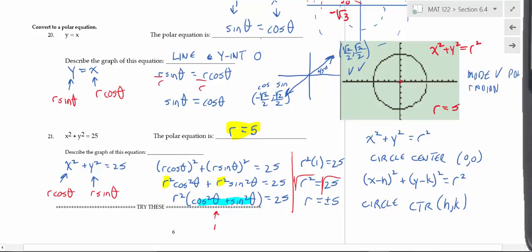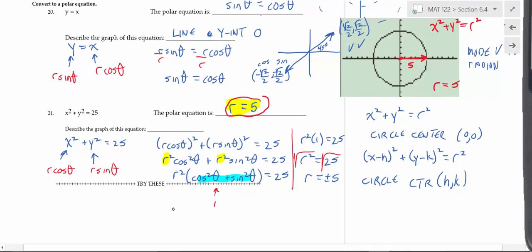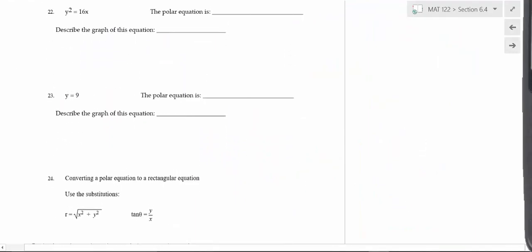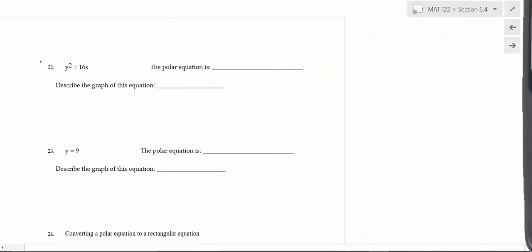So you've got that center there, and you've got that radius of 5 like that. So it's a very simple equation. It just relates r. That's how that goes. That's kind of cool. Now let's go to the next one, and I will let you try number 22 and 23 and see if you can convert those.